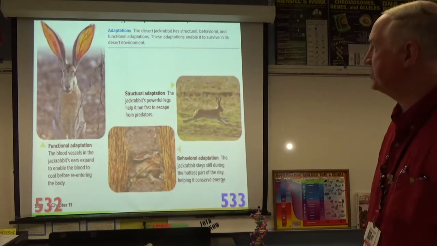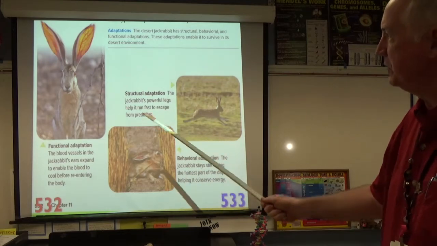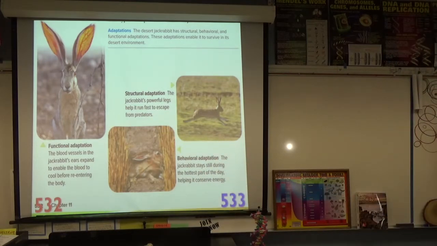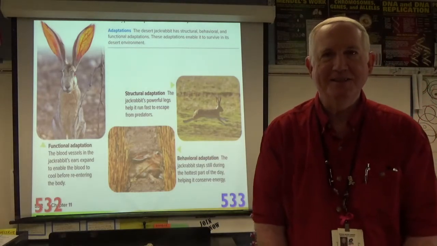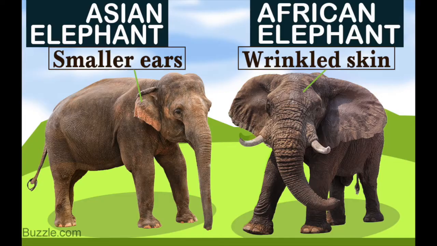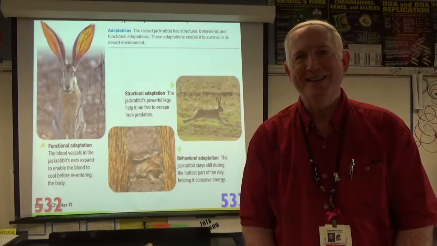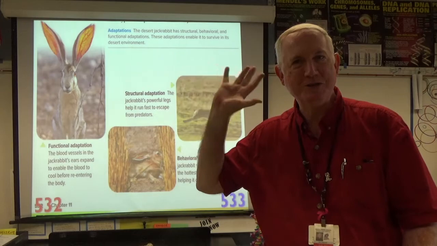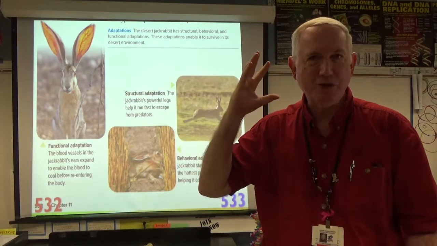All right, here's the picture of the three adaptations. Those ears are a functional adaptation. The blood vessels in the jackrabbit's ears expand to enable blood to cool before re-entering the body. You ever seen elephants? You know there's two main types, the Asian elephant and the African elephant. Do you know the difference? The African elephants have these huge ears.